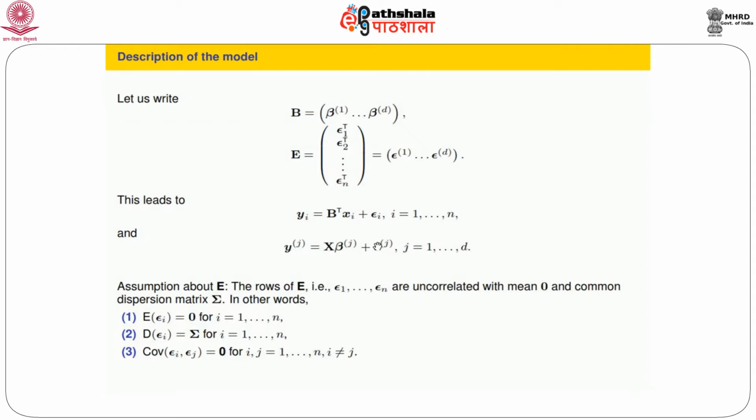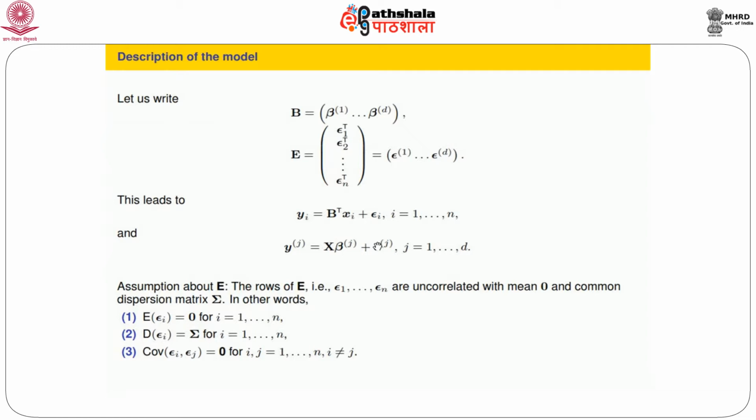The rows of the capital E matrix are denoted by epsilon 1 transpose to epsilon n transpose, and the columns are epsilon superscript 1 up to epsilon superscript d. As if we are treating separate univariate linear models. One is y_i equal to B transpose x_i, and this is another, y^j equal to X beta^j, right? So this is as if there are d separate variables. For each of the variables I have a vector of n observations, and that particular univariate linear model is given by this.